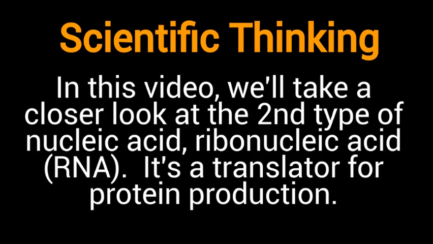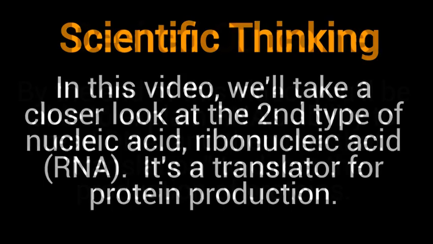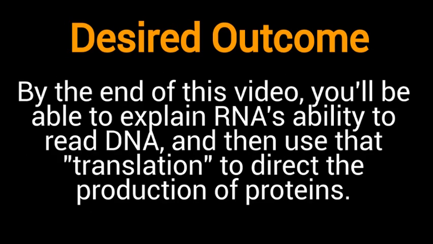In this video, we're going to take a closer look at that second type of nucleic acid, the ribonucleic acid, or RNA. And that puppy is a translator for protein production. And then by the end of this video, you should be able to explain how RNA can read the DNA, sort of translating it, and then using that translation to direct the production of proteins.